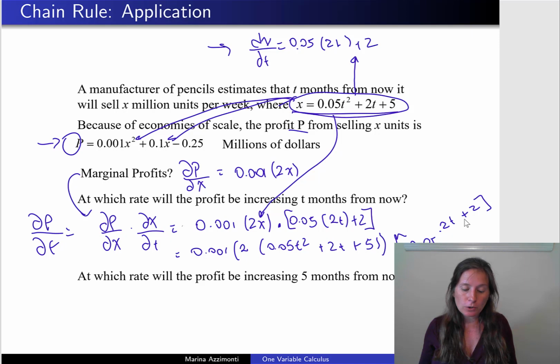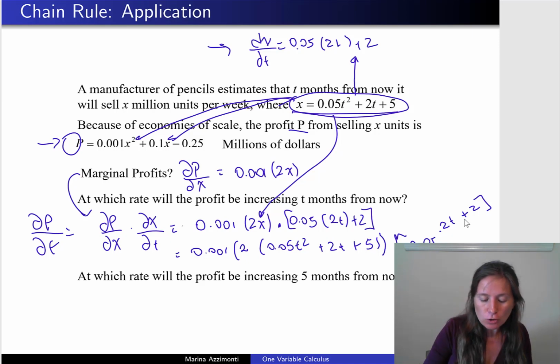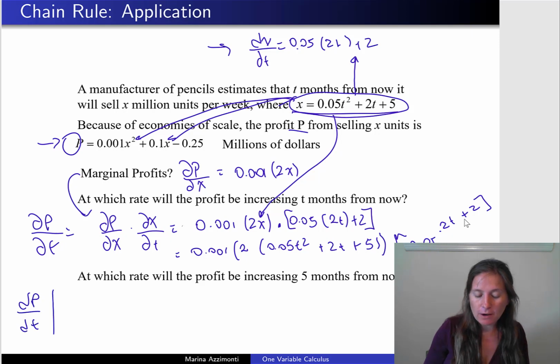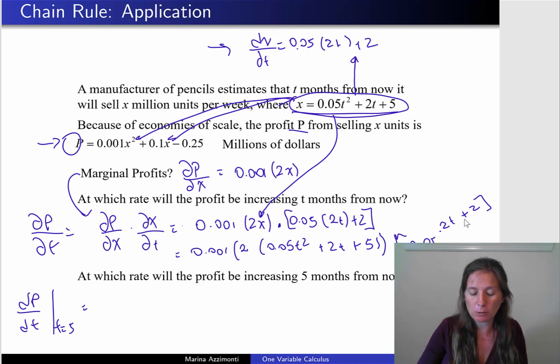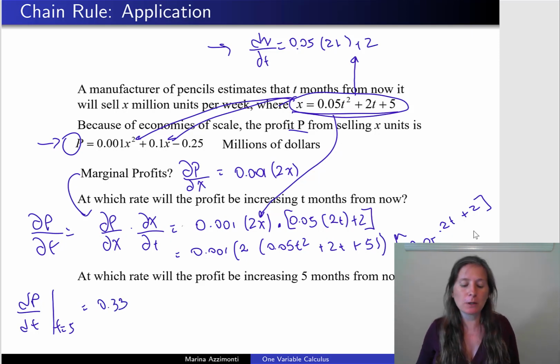Now, the last question is, at what rate will the profit be increasing 5 months from now? So all this question is asking you is, what is the value of dP/dT when T is equal to 5? And if you plug T equal to 5 in the formula we just computed, and I didn't mess up on the calculations, this should be 0.33, and I let you compute it to check.